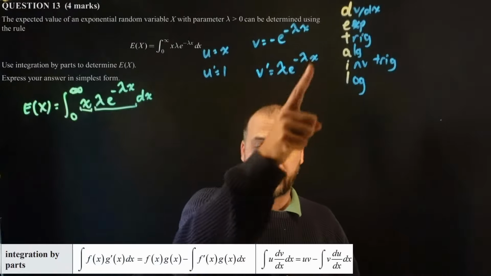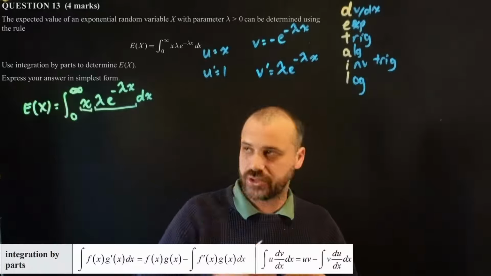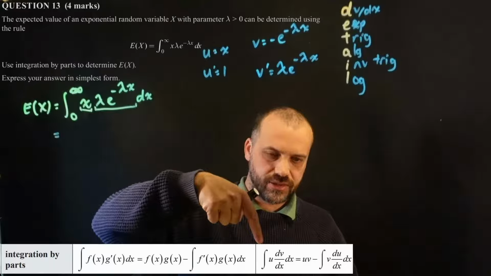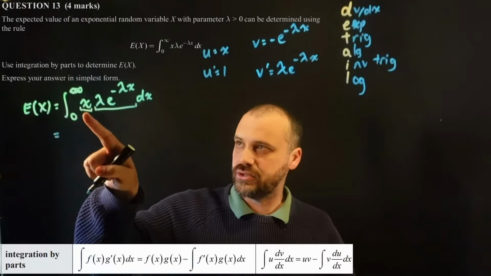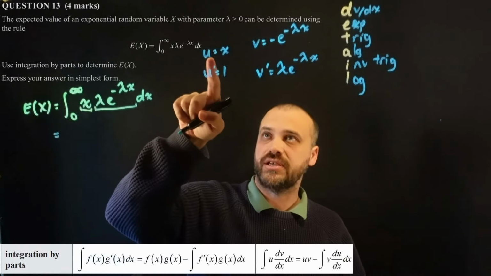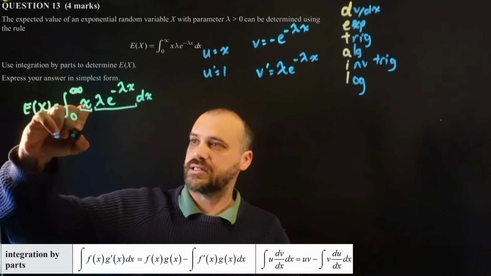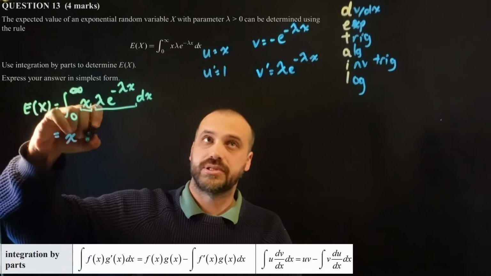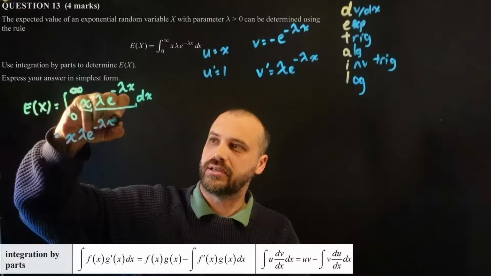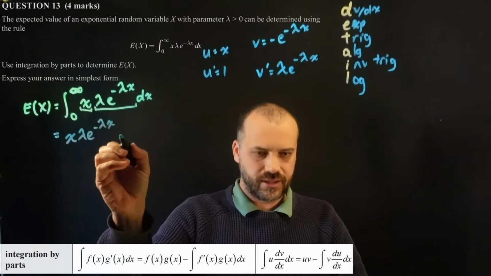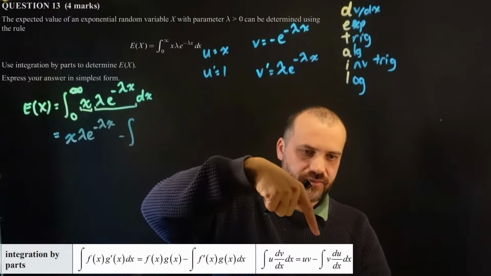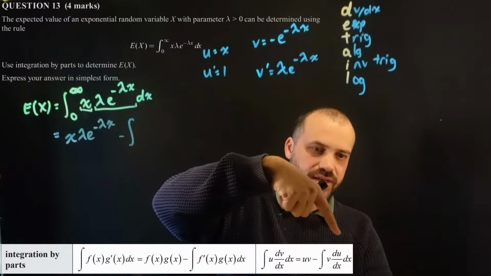And now that I've got my nice little table here, always important to do this, I can use this formula. So it says the integral of u dv dx is equal to u times v, so that's x times negative e to the negative lambda x, and then minus the integral of, and it says v du dx, or v u dash.